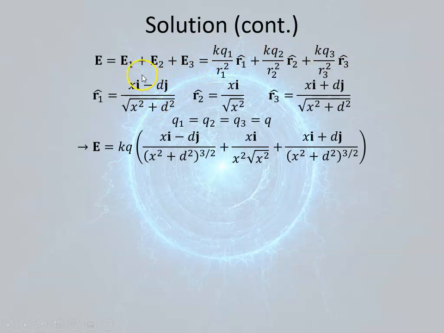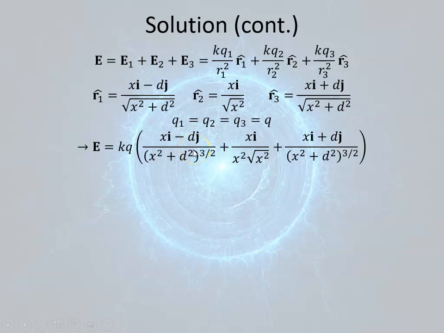And then I did the same trick that I did before. I used the fact that each of the unit vectors is the vector over just the factor of that magnitude of the vector. And I already have an r squared there, and each r is just a square root.